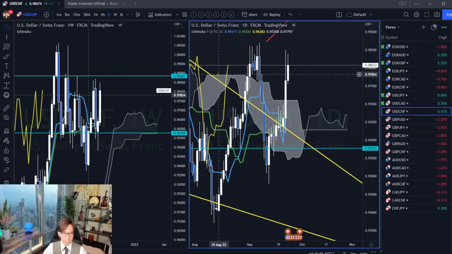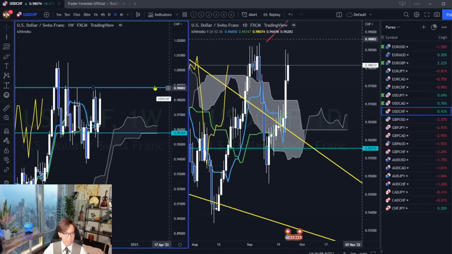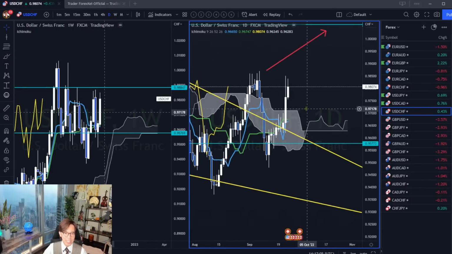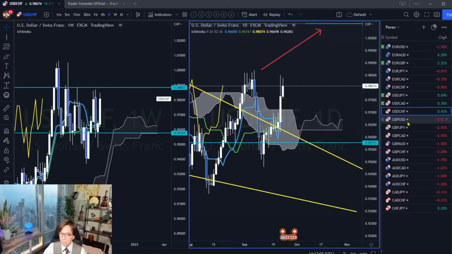Okay, next one is the USD Swiss franc. USD Swiss franc is flat in both time frames. Weekly is flat, daily is also flat and choppy, so I stay away most likely. And so now let me move on to pound pairs. We have basically lots of pairs trending, especially pound pairs.